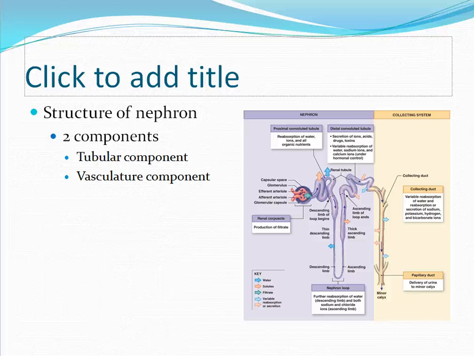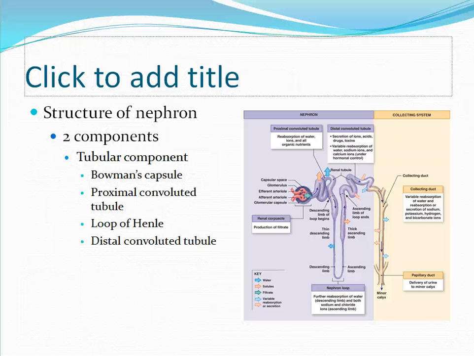The nephron is the basic functional unit of the kidney. It consists of two components, a tubular component and a vascular component. The tubular component consists of the Bowman's capsule. This is the cup-shaped enlargement at the closed end of the tubular component. The Bowman's capsule communicates with the lumen of the rest of the tube.